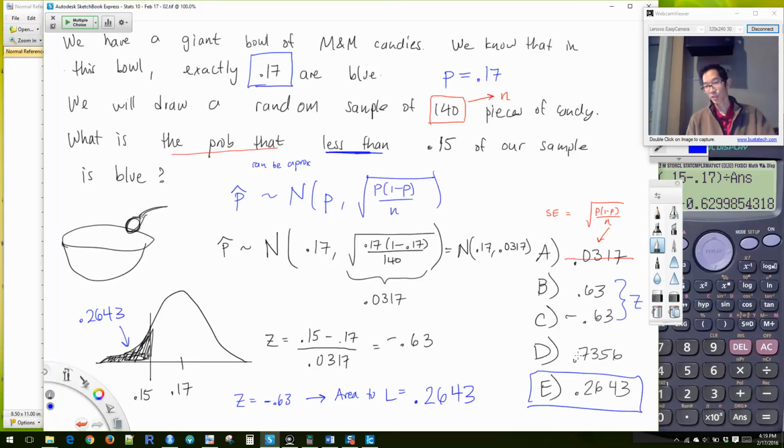0.7356 is the area to the right. And so if the question says, what's the probability that more than 15% of our sample is blue? That would be 0.7356. Okay?